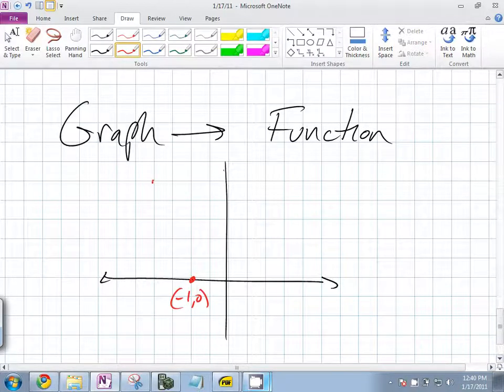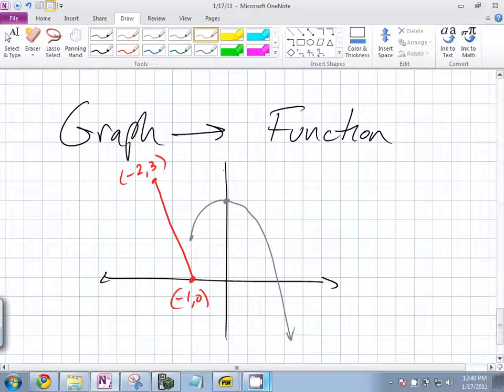-2, 3. Let's say that was the line segment. And then let's say the vertex of this parabola was here at 2. Say it went down like that. So that's 1, 1. That's 0, 2. And, oh, that's not a function, is it? It's opened up right there. Just wait a second here, kids.